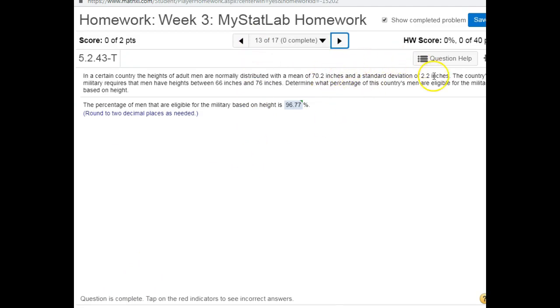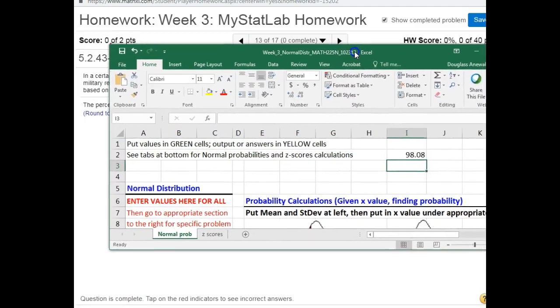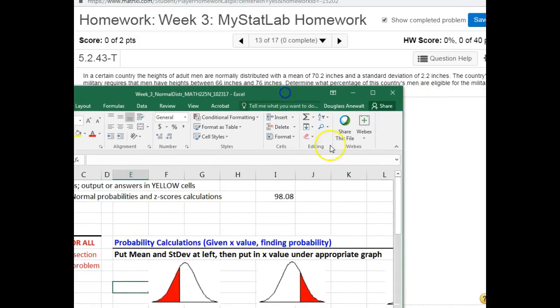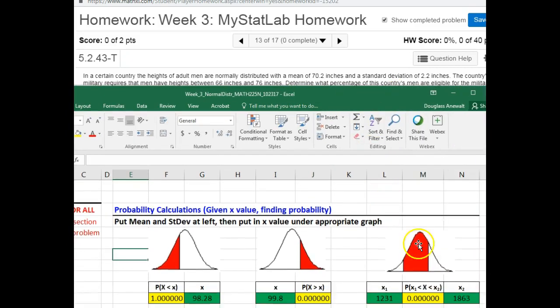It gives us the mean, the standard deviation, and we're looking for the probability or the percentage of people that are in between two values. So again, I'm going to use the week 3 spreadsheet here, type in the given mean for this distribution, type in the standard deviation for it, and then once I have those typed in, I can use the in-between probability part. And so we're looking for the percentage of people that are in between two different values. And based off of the mean and the standard deviation, the answer pops up here in yellow.